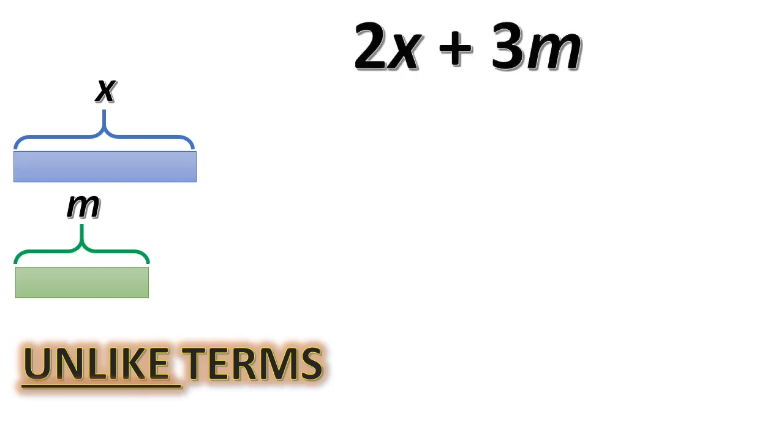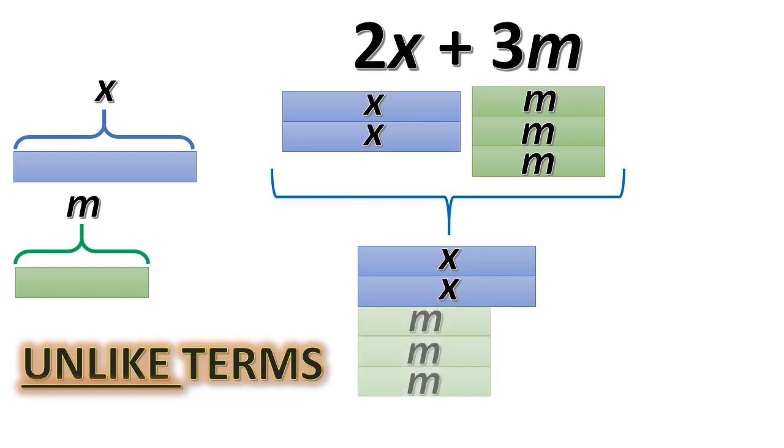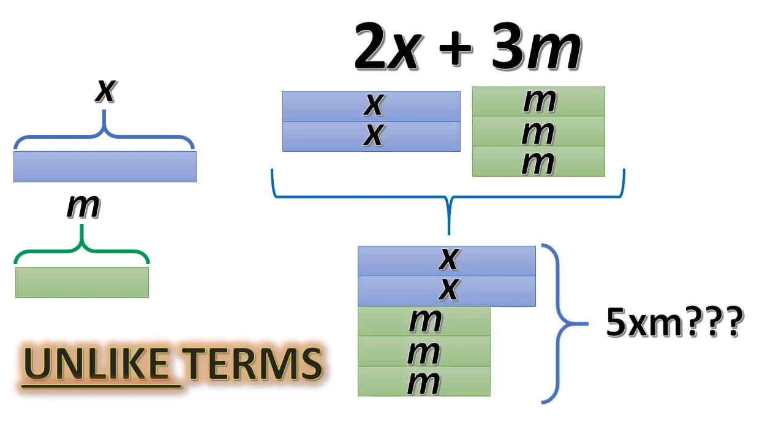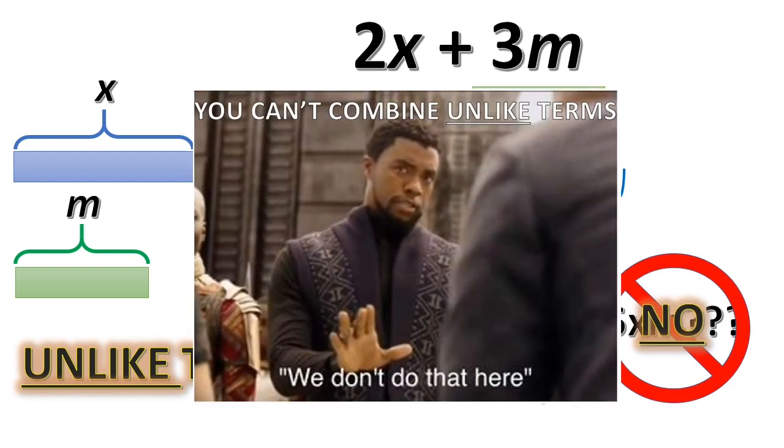Now you also need to understand what's called unlike terms. Here I have models for x and m, and I have the expression 2x plus 3m. And you might think that these are like terms because they're both algebraic terms, but actually the first term is an algebraic x term. There's two of the x's, and the other one is an algebraic m term, which are different numbers. So when I go to combine them, I can't say, okay, let me take two x's and three m's, and now I have 5xm, I guess. That's not true. We don't do that here.